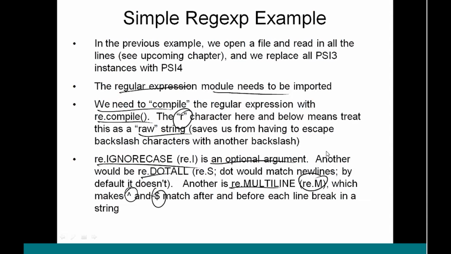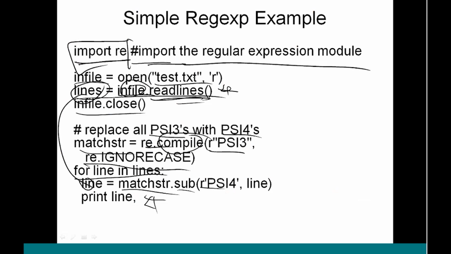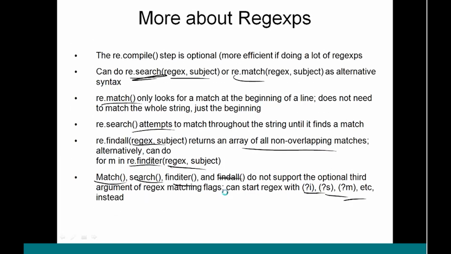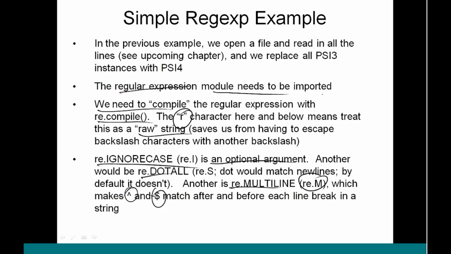In the last lecture we covered regular expressions. We saw how to match a string using the R raw string, and once we had the match, we substituted PSI3 with PSI4, and then we explained this concept. So we went through this section.